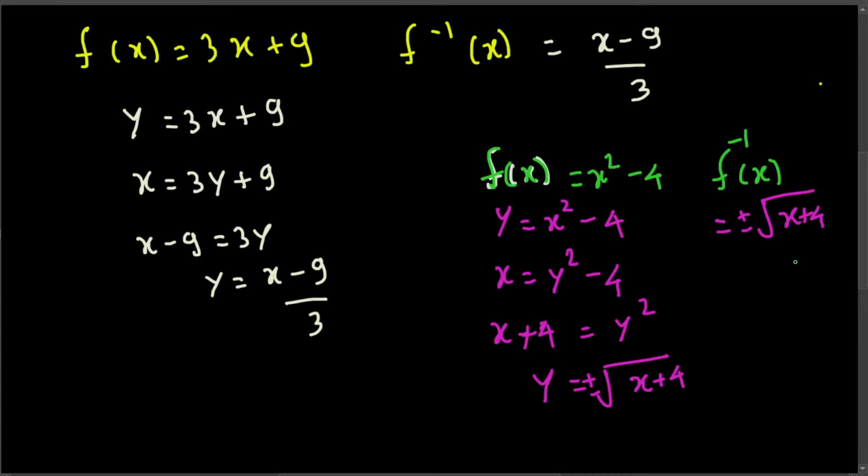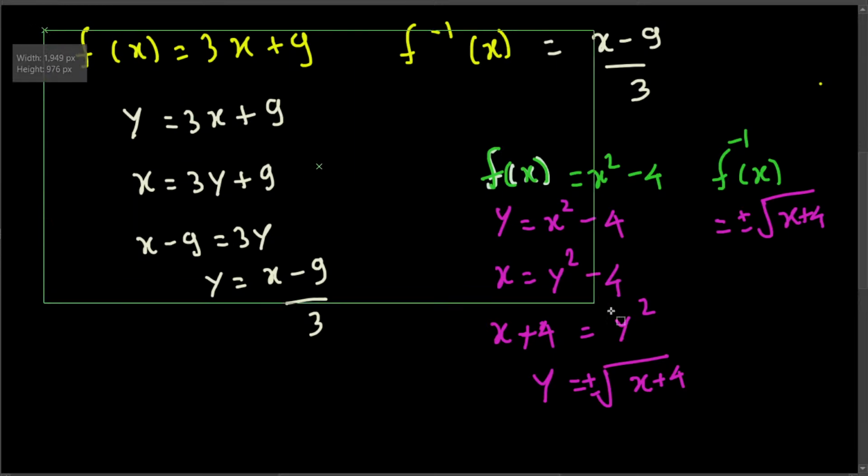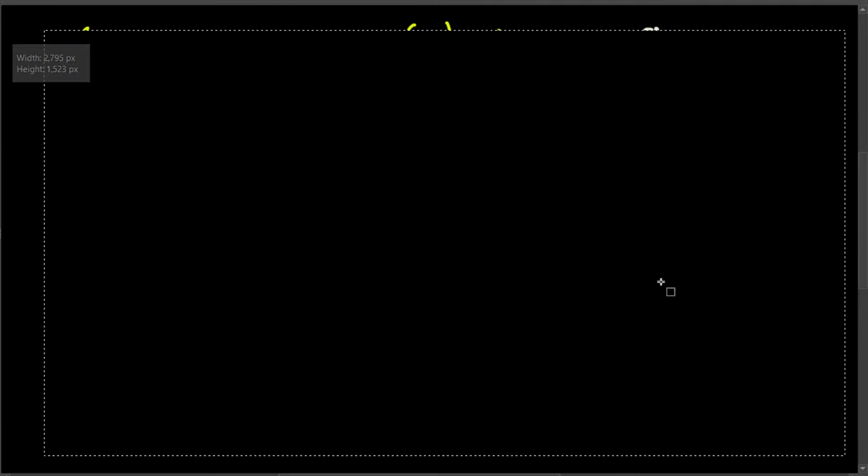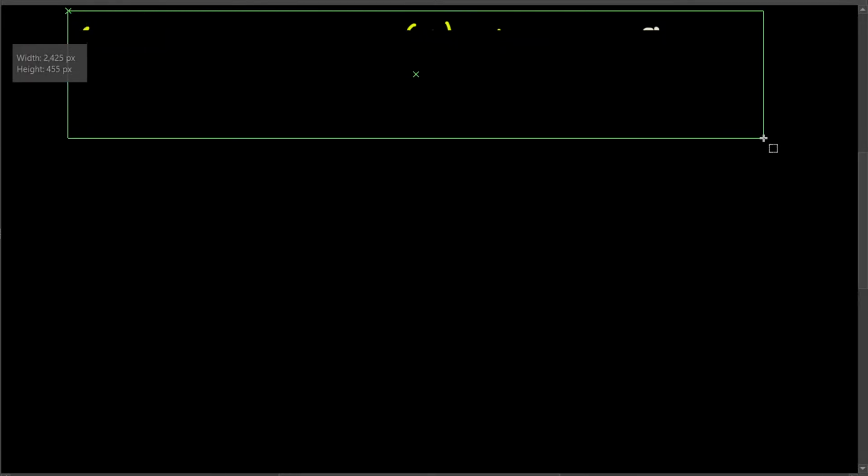Let's do some more problems. I'm going to erase the whole thing. Let's say we have a function provided like this. f of x is equal to cube root of 3x plus 8. And the question here is asking us to find the inverse function, f of minus 1 of x.